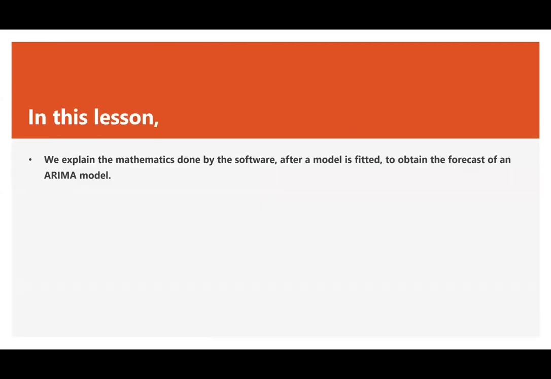So what we're going to do now, after we fit the model last lesson, is explain the mathematics that the software is doing in the background after the model is fitted to obtain the forecast. Forecasting is our goal when we do time series analysis. Sometimes we also want to explain, particularly when we use other variables. But when we have just one variable and we want to forecast that variable, the goal is mostly to forecast, right?